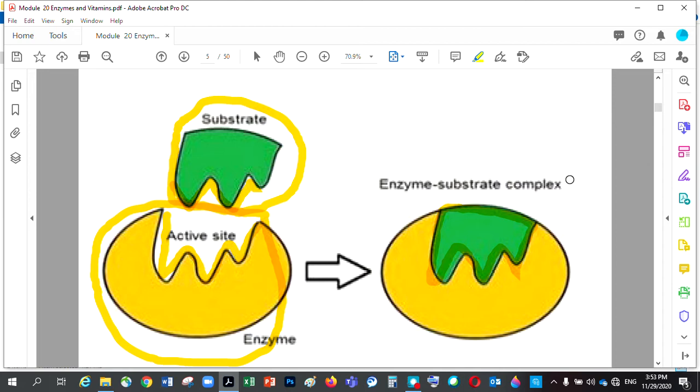And this is always called the enzyme substrate complex. That's the interaction, the reaction is occurring now. And this is just a transitional enzyme substrate complex, not final. When you get the products, then the final reaction has occurred.